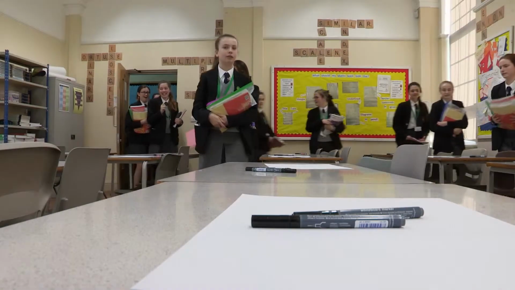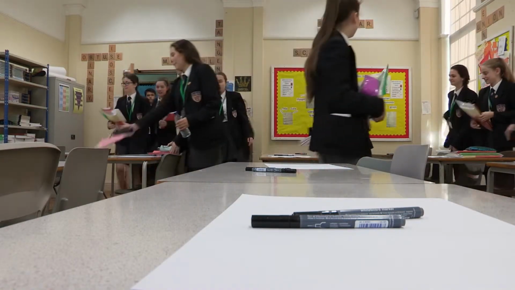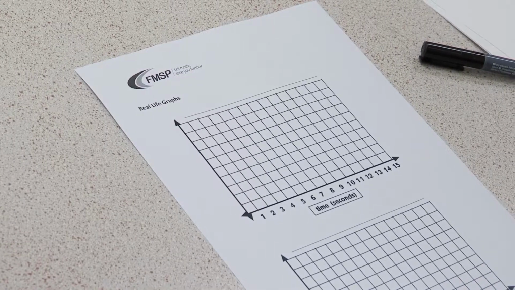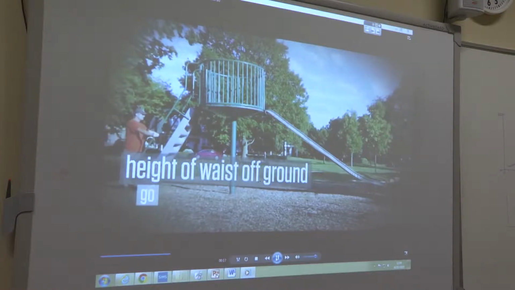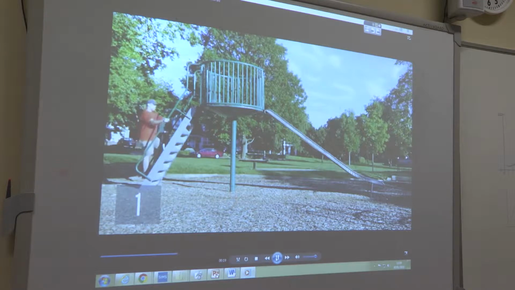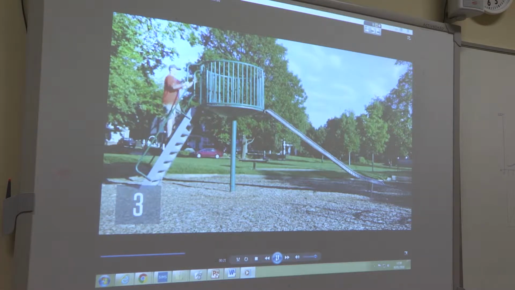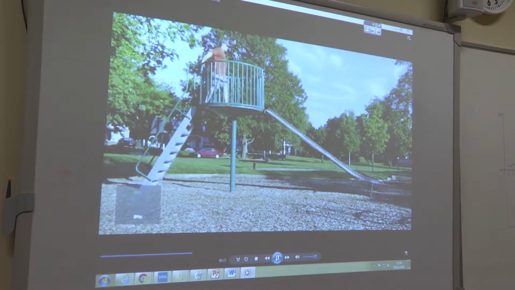These students are building on their experience of drawing and interpreting graphs to consider real-life situations. The teacher begins with a video of a person on a slide. The students have to think about his journey on the slide and how to describe it.